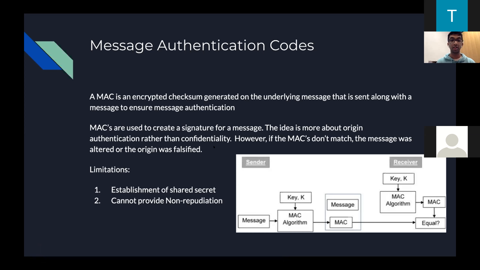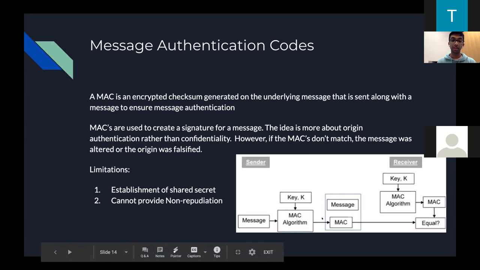So a MAC is used to create a signature for a message between two parties. So the idea is more about origin authentication rather than confidentiality, like between a web server and you. So if the authentication codes don't match, the message was either altered or the origin was falsified.